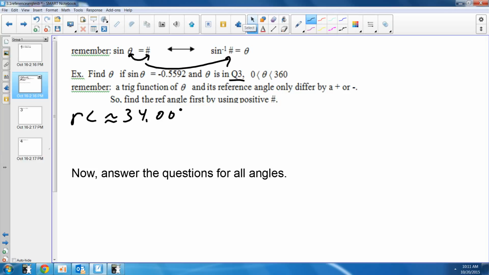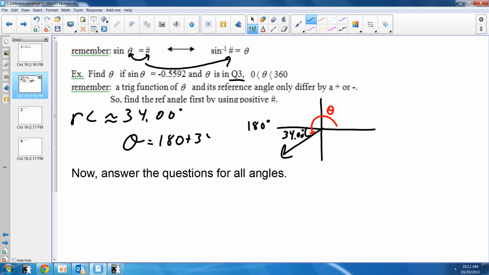Once you know what the reference angle is, then it's a matter of drawing it, and it says it's in the third quadrant, so you're just going to be showing that this 34 is in the third quadrant. And now you can see that this is 180 degrees, and you know that's 34 degrees, so then your theta is going to be the sum of the two, because you're talking about all the way around here. And therefore, you're looking at theta is equal to 180 plus 34.00.